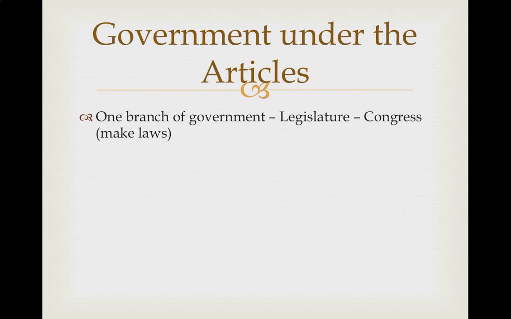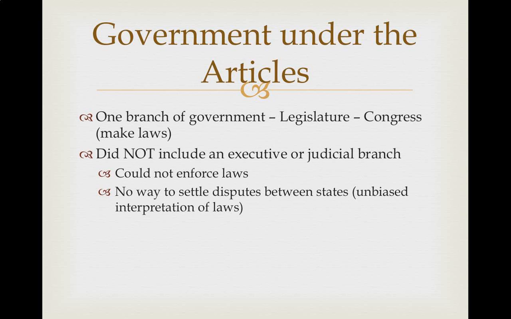Governments under the Articles, make sure you get all this information, and we'll talk about when we start looking at the Constitution how these are different. The Articles of Confederation established one branch of government. They only had a legislature, and they called it Congress, and their responsibility was to make laws. What it did not include was an executive or a judicial branch.